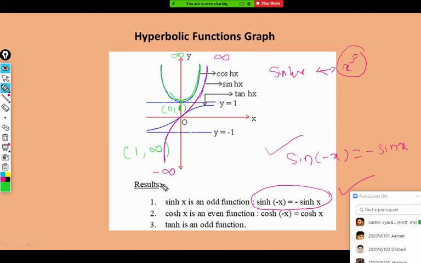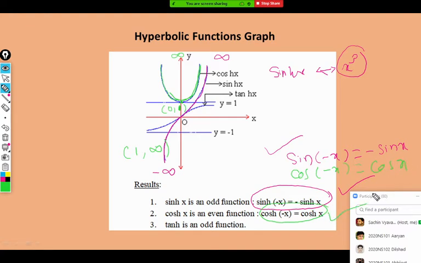So cos hyperbolic x is never negative at all. Cos hyperbolic x is a never negative function. That is another important thing you should remember. But cos hyperbolic is an even function. Its graph is symmetric about the y-axis. So it is like cos of minus x is cos x. So cos is an even function. Similarly, cos hyperbolic is also an even function.